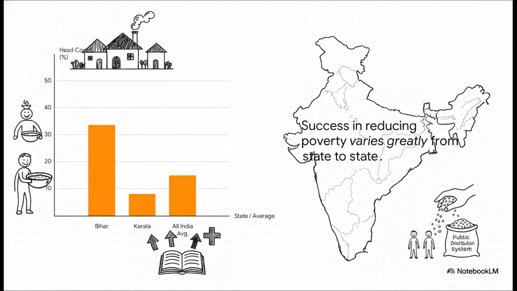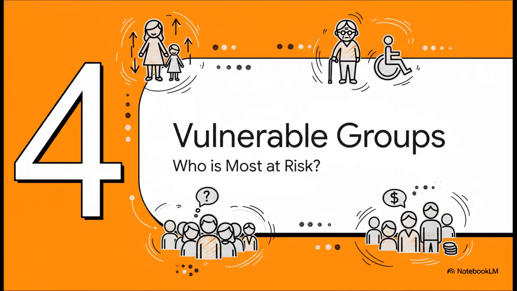So you see, the policies and focus of a state government can make a real difference. Okay, let's zoom in even further. We've seen that poverty differs between states, but even within a state, it doesn't affect everyone equally. There are certain groups in our society who are much more at risk. Let's find out who these vulnerable groups are.